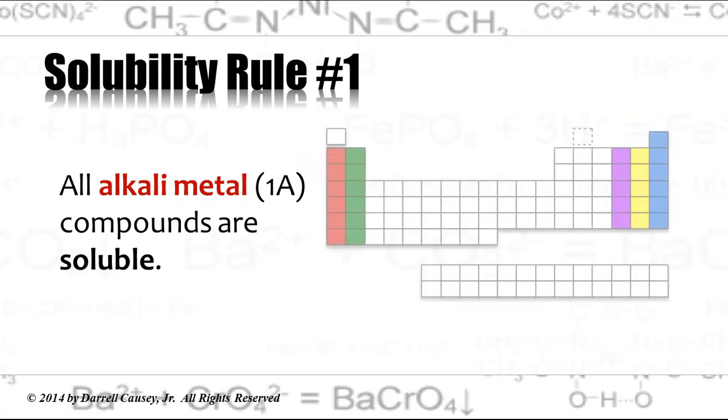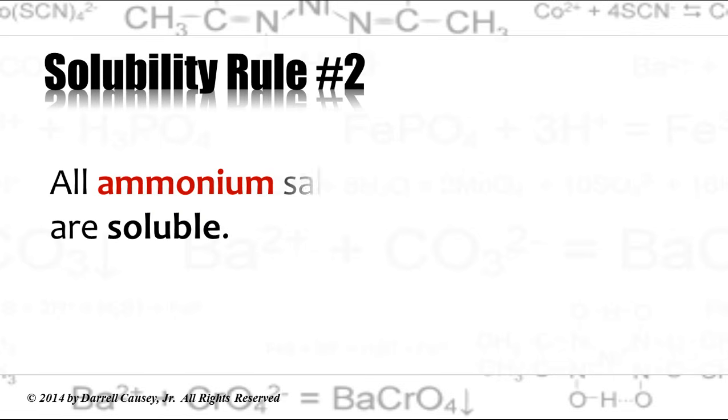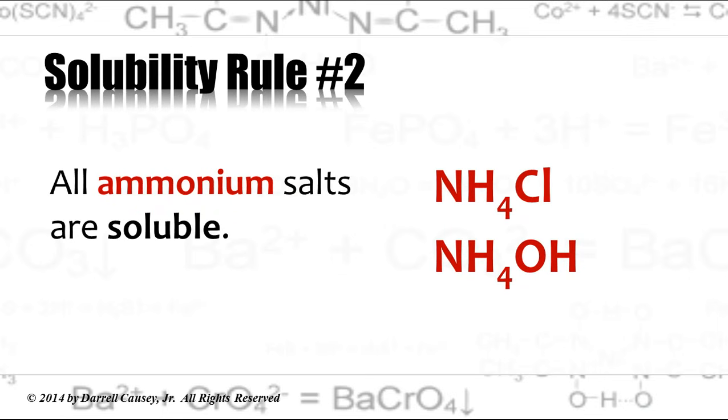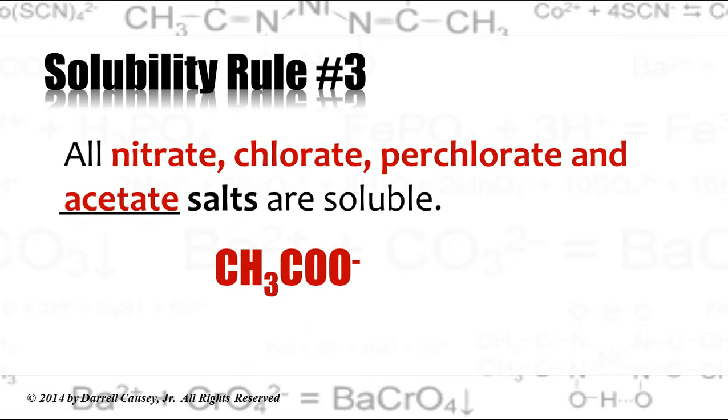Solubility rule number 1. All alkali metal, that's group 1A, compounds are soluble. And that's in this column right here. Rule number 2. All ammonia salts are soluble, such as ammonium chloride and ammonium hydroxide. Rule number 3. All nitrate, chlorate, perchlorate, and acetate salts are soluble. Get to know those 4 polyatomic ions because their salts are soluble.